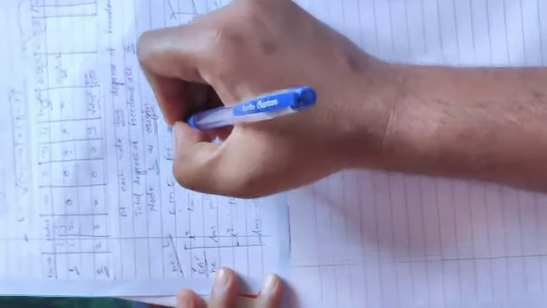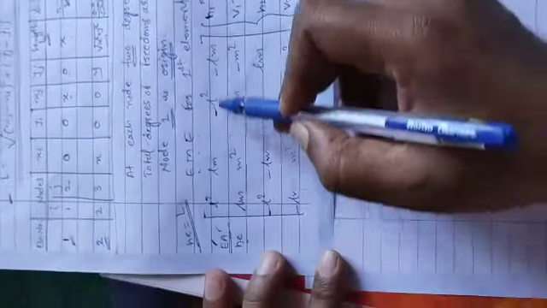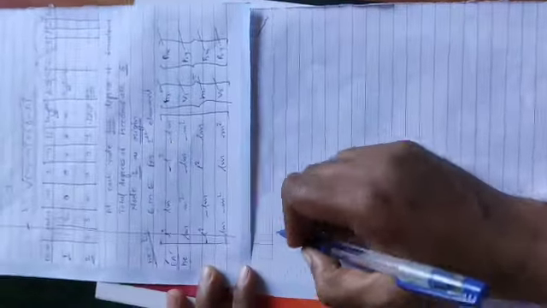After writing this element matrix equation, suppose this equation is for first element, you just write all those values at the place of l square, lm, minus l square, minus lm, m square, and then you go to write the second element matrix equation.